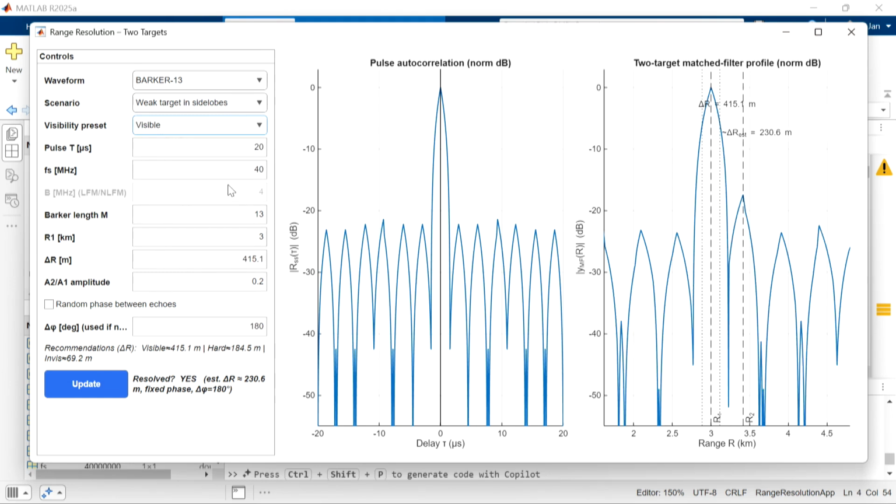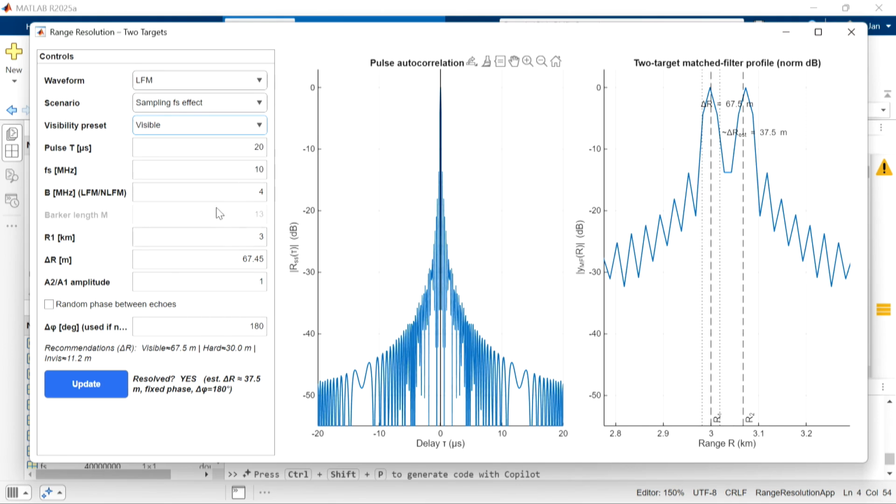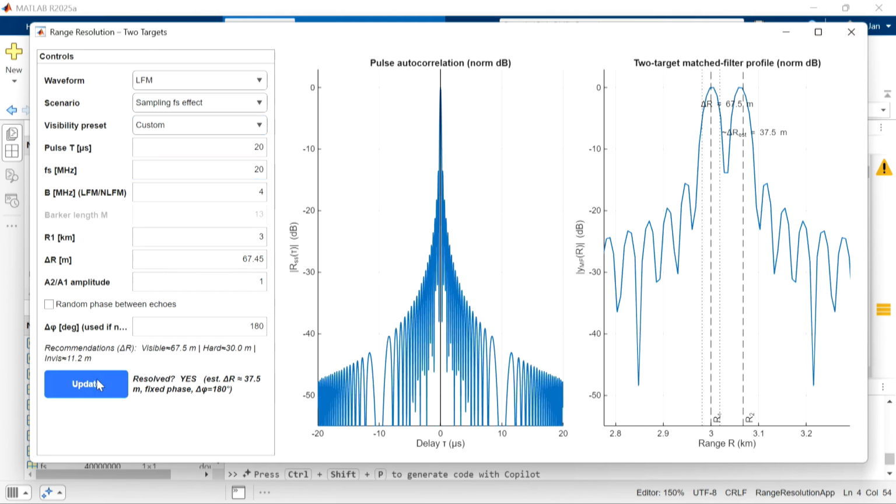And always, if you make some mistakes and put in some parameters and you want to go back, just use these presets, visible, invisible, because sometimes it's handy. Next one is the sampling effect, 10 megahertz. Very, very hardly visible. If I put visible, okay, what do I do if I change the sampling?